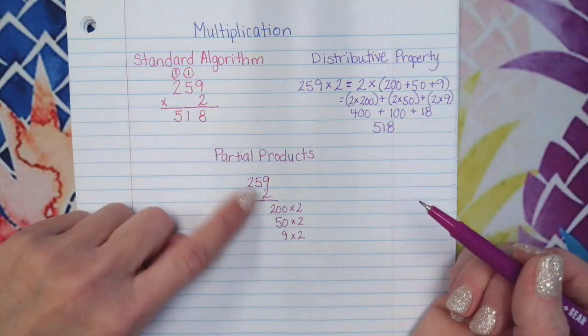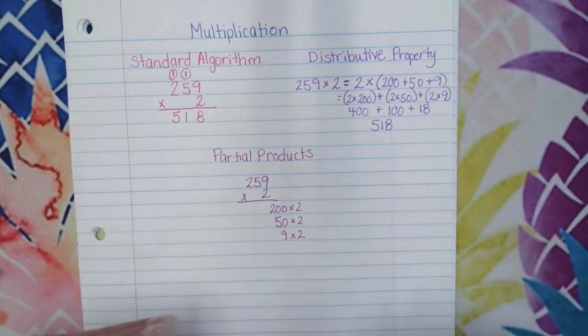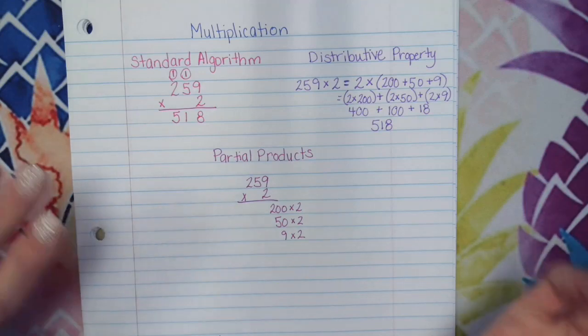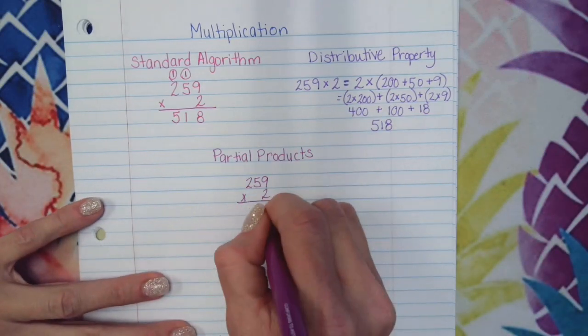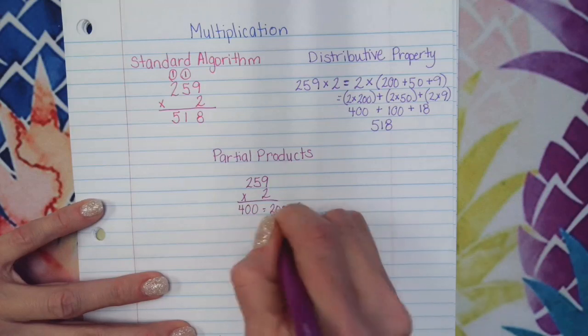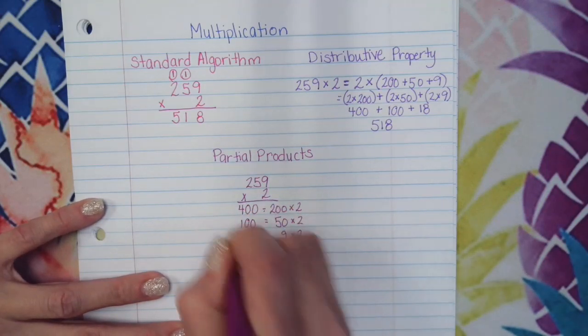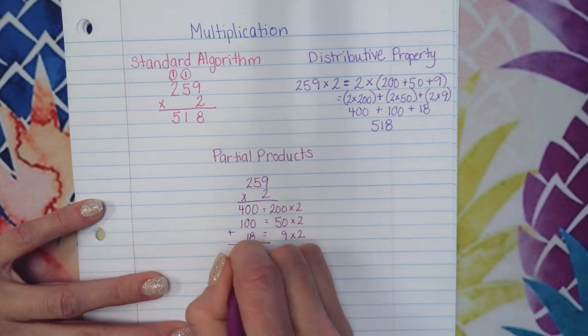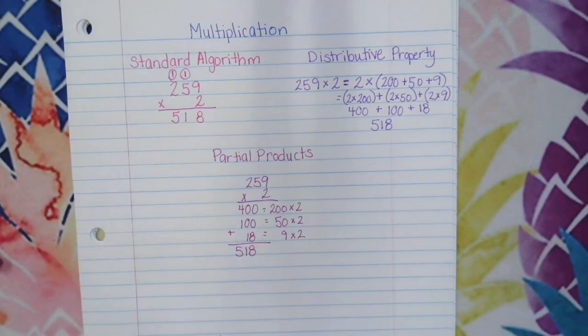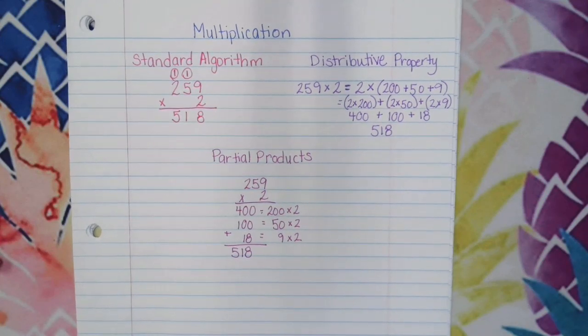Yeah. So this is sort of like the distributive property, except we don't use parentheses with it. That's the difference. So 200 times 2, 400. 50 times 2, 100. 9 times 2, 18. Add them up, and we get 518.